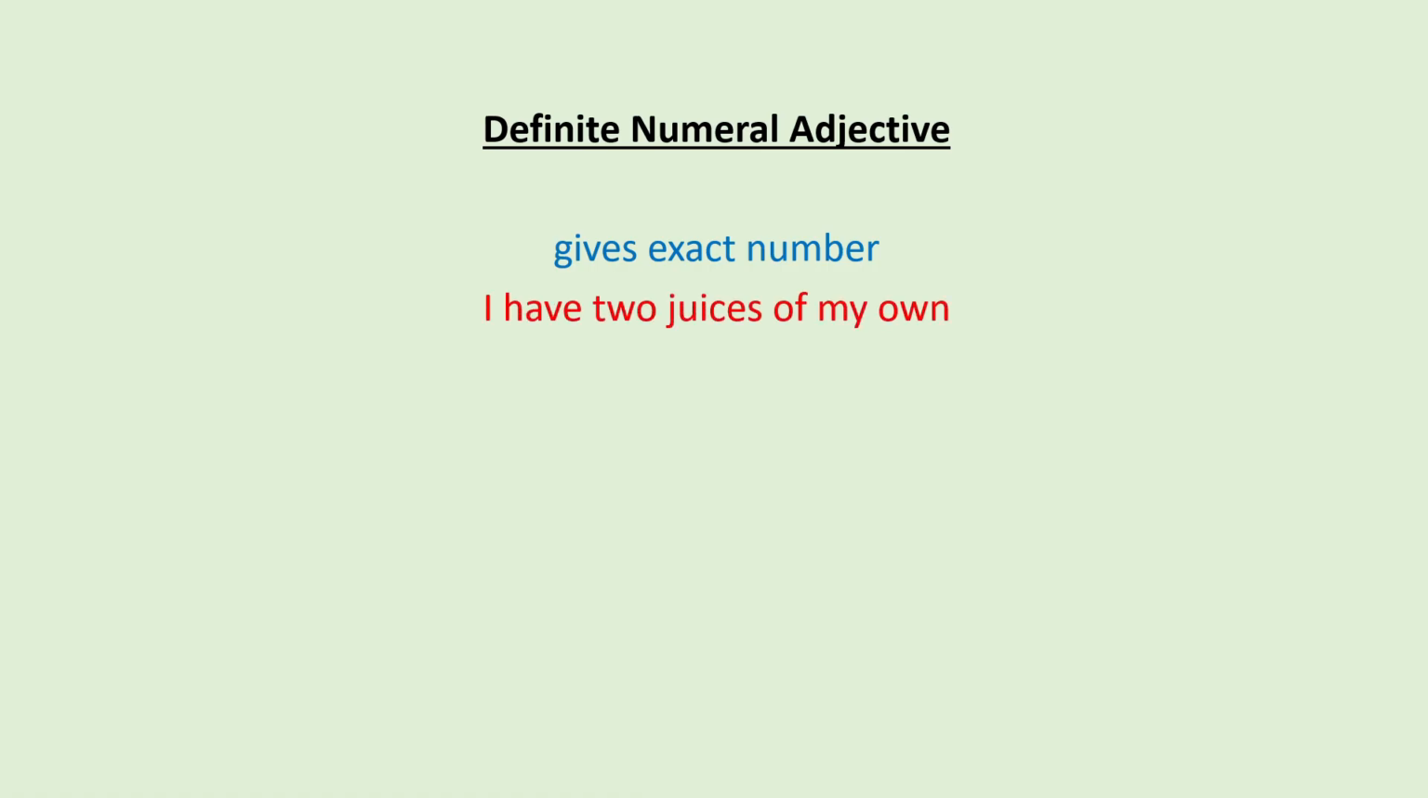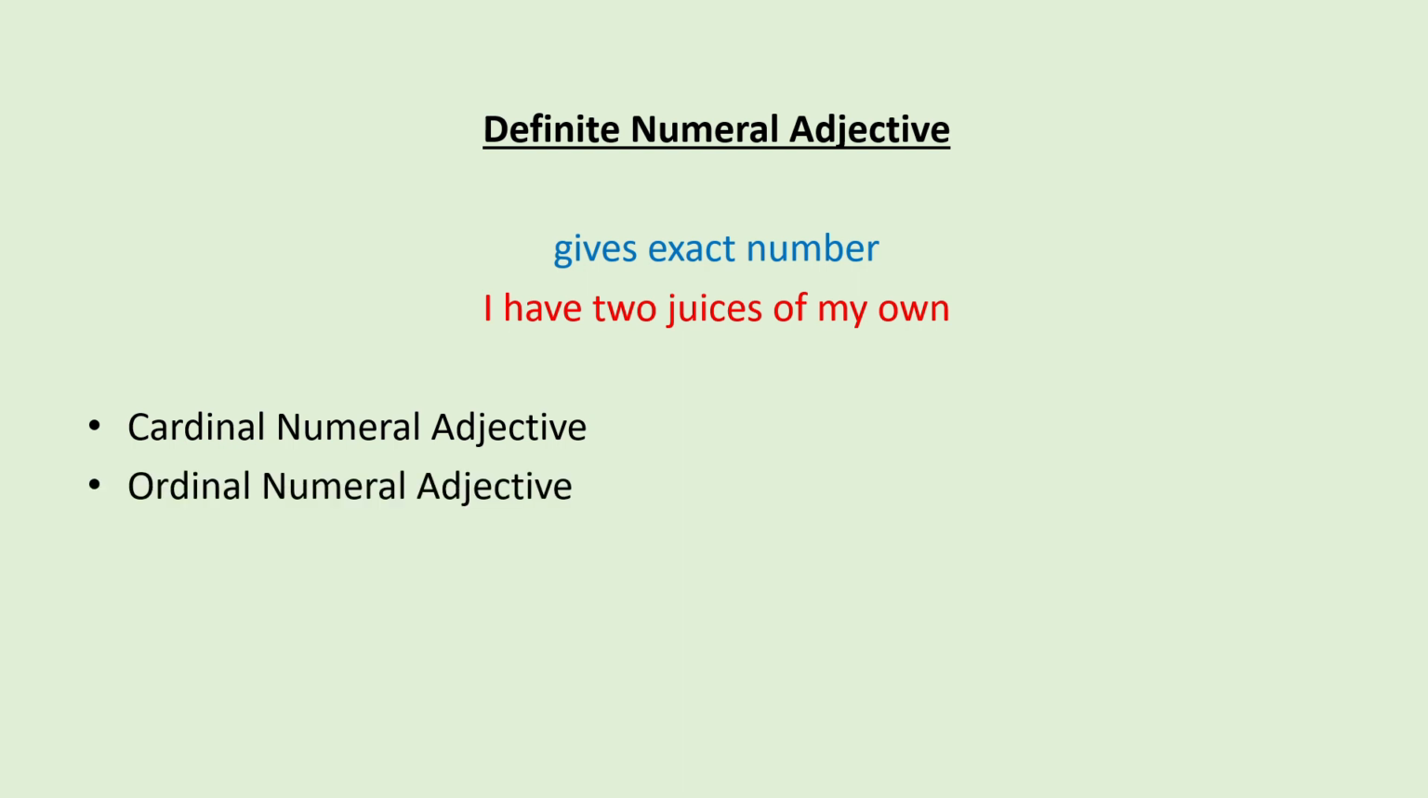For example, I have two juices of my own. Here, two is giving you an exact number, so this is a definite numeral adjective. Definite numeral adjectives are further divided into cardinal numeral adjectives and ordinal numeral adjectives. Cardinal numeral adjectives include numbers like 1, 2, 3, 4, etc. For example, she has 19 books with her. How many? 19. So it is a cardinal numeral adjective.